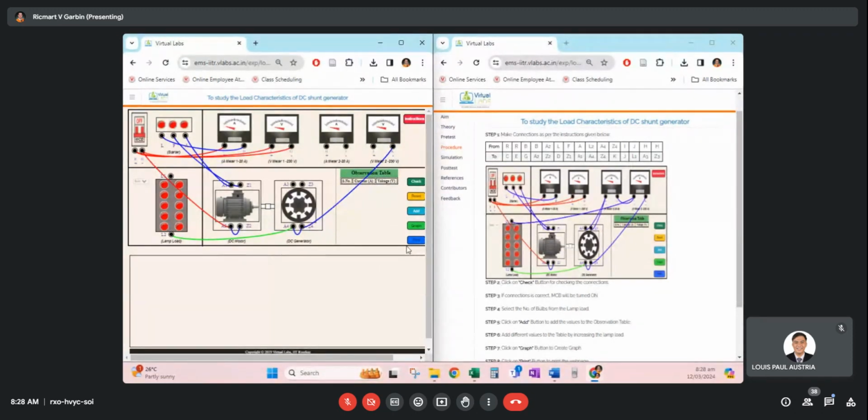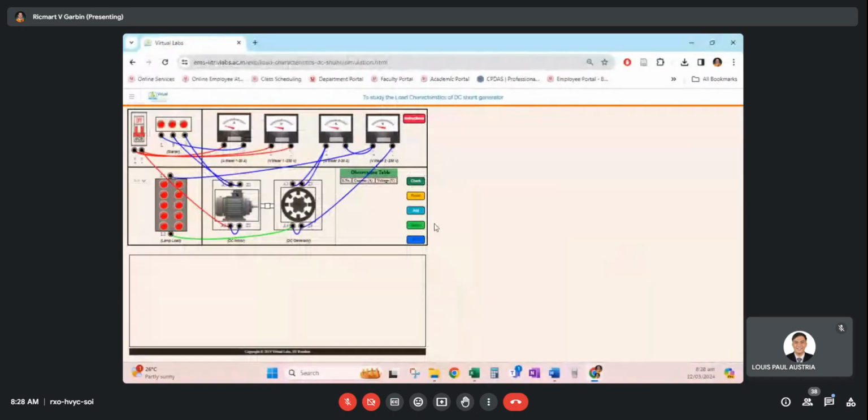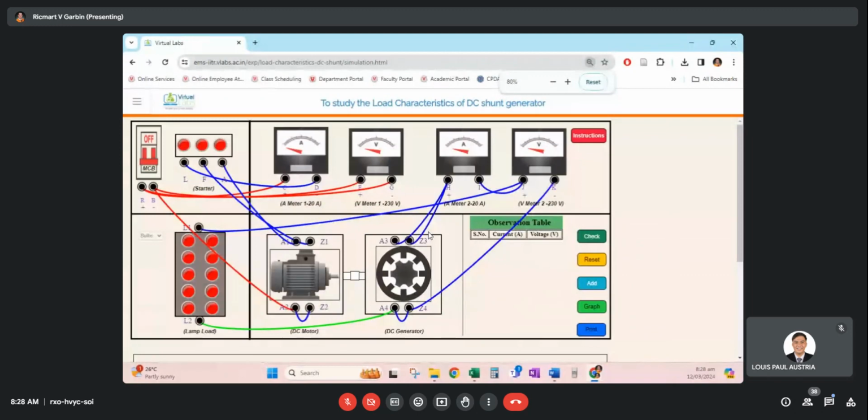Then, I to J. Then, J to L1, punta ng lamp. Then, H to A3. Then, H to Z3. Yan. So, makikita natin, naayos na natin.